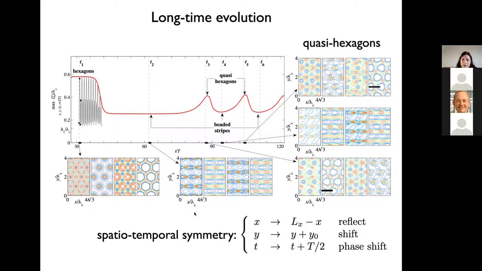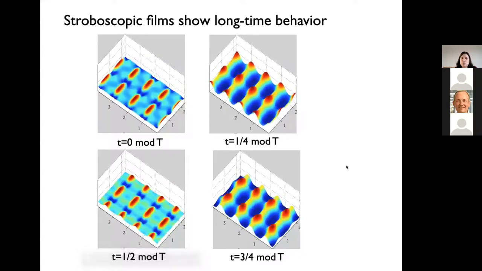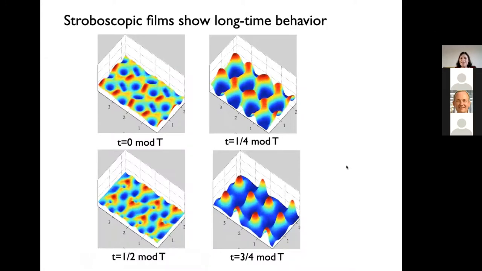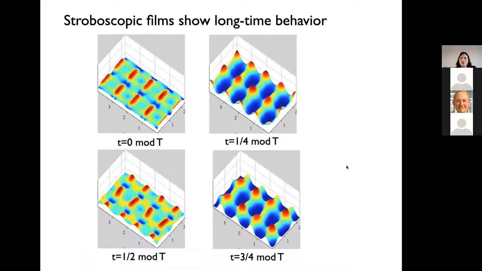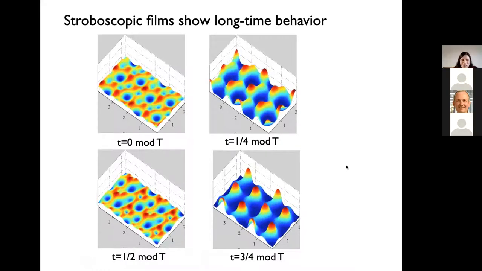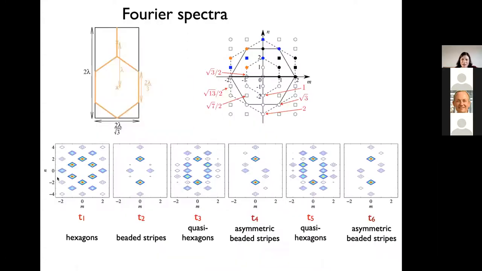Okay. So I'll continue. These are strobed movies, four strobed movies shown at those times. So it helps you see, you don't have that fast motion. Here it's beaded stripes, quasi-hexagons. Sorry, my sound is not so good. Quasi-hexagons. Maybe it's finished. Okay. Let's do them again.